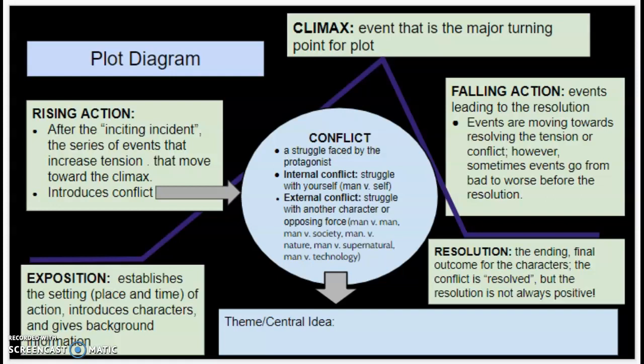And that leads us to the falling action. The falling action is events that lead to the resolution. So the events are moving towards resolution, towards resolving the tension or the conflict. However, sometimes the events go from bad to worse. And that's exactly what happens in Romeo and Juliet.